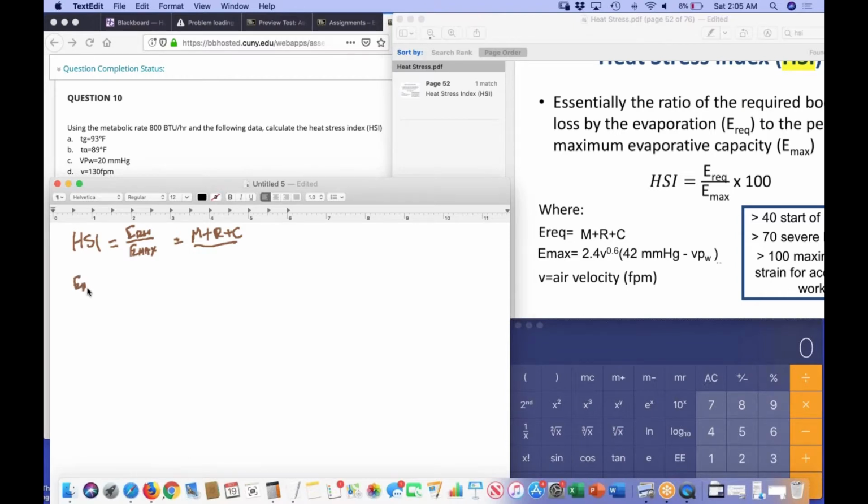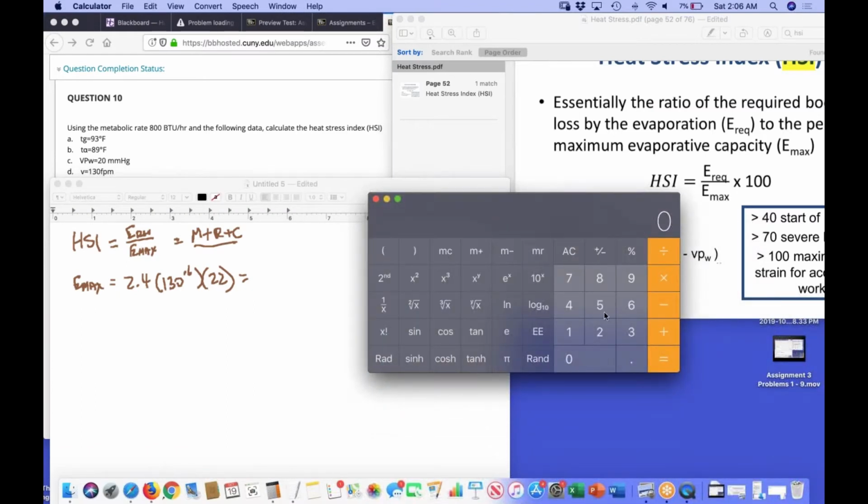Okay, E max is going to be equal to 2.4 times the velocity, which is 130, to the 0.6 power, times 42 millimeters minus the ambient vapor pressure for water, which is 20. So that's going to be 22 millimeters. Okay, let's pull our calculator out. I enter 130, go over to my x to the y, enter my exponent, 0.6, and it gives me my value of 18.55, times 22, times 2.4.